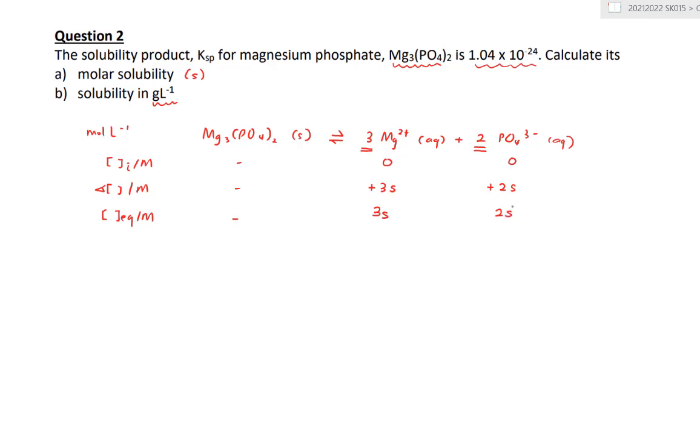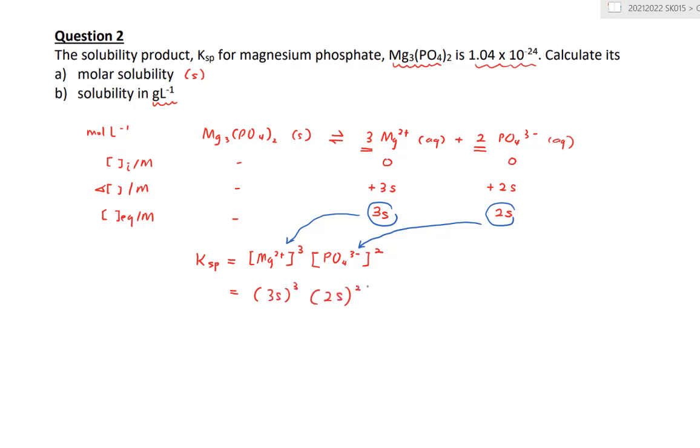So once you have completed your ICE table, the next thing we want to do is the KSP expression. So KSP equals the concentration of magnesium ion raised to power of 3, because the coefficient equals 3, and then the phosphate ion PO4 3- raised to power 2, because it has a coefficient 2. And then you substitute the value of 3S into Mg2+ and 2S into phosphate ion. So it gives you 3S raised to the power of 3, 2S raised to the power of 2.